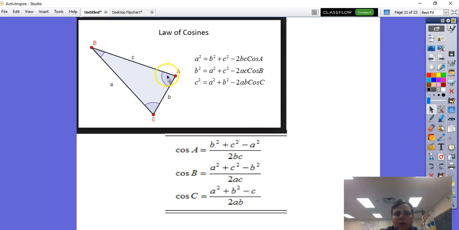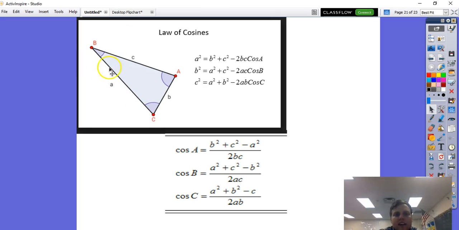So the law of cosines is basically the idea that I'm given some triangle, and I can say that a side length squared is equal to the other two sides squared minus 2 times the length of these two sides that I'm given times cosine of the angle opposite of the side I'm trying to find. So let's walk that through with this idea.